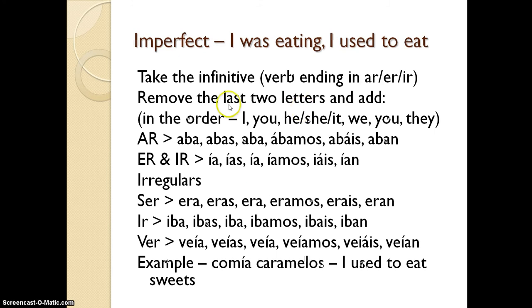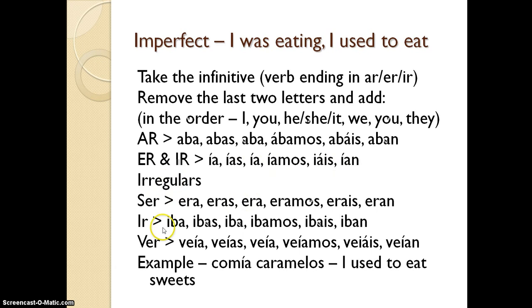The imperfect tense, meaning I was eating or I used to eat. It can also be used for description in the past, ongoing actions in the past. Again, we take the infinitive ending in AR, ER, and IR, remove these last two letters. Then we add in this order, I, you, he, she, it, we, you, and they again. AR: aba, abas, aba, ábamos, abais, aban. ER and IR: ía, ías, ía, íamos, íais, ían.